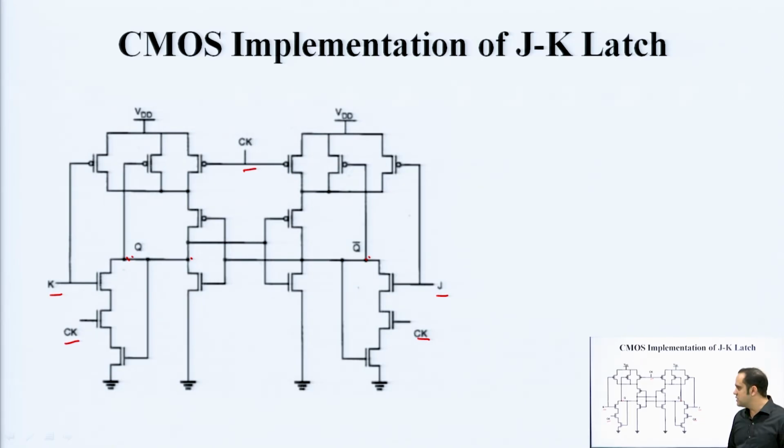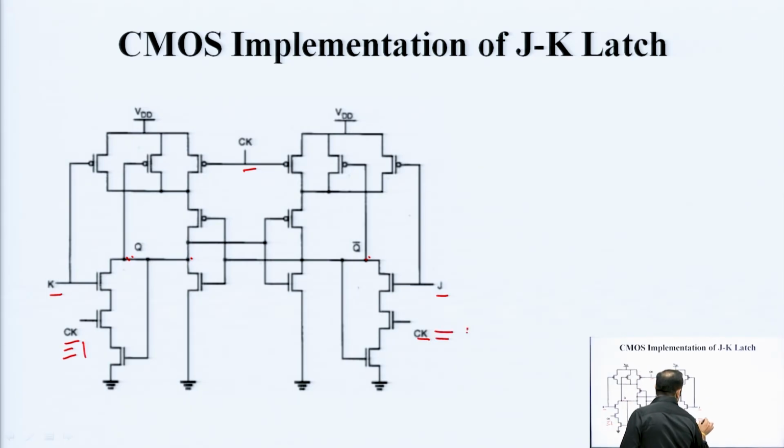Okay. So, in this case suppose clock is triggered. If clock is 1, okay. So, this NMOS is on, this NMOS is on. Both are on here.